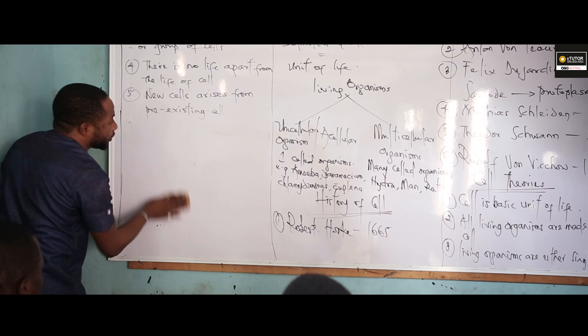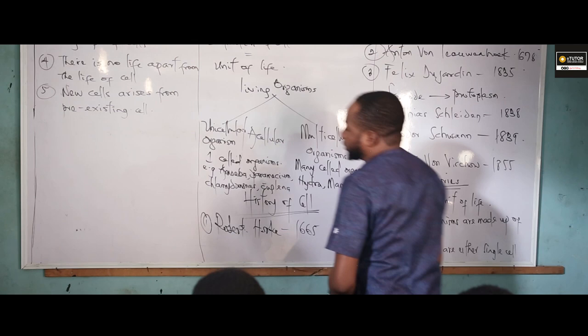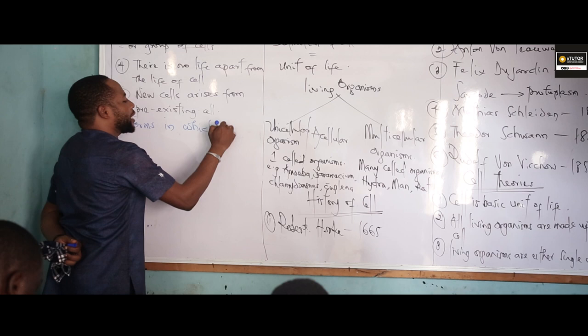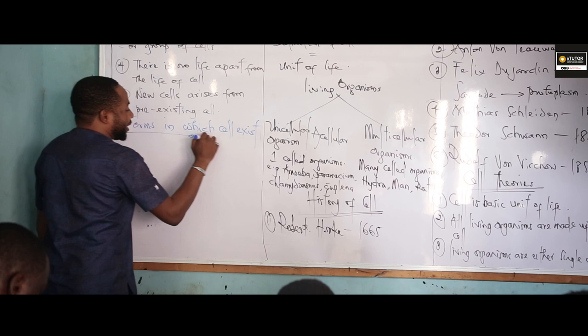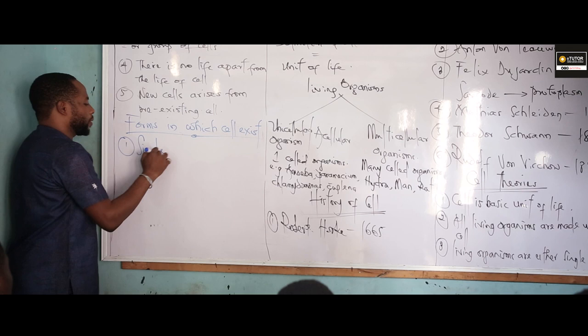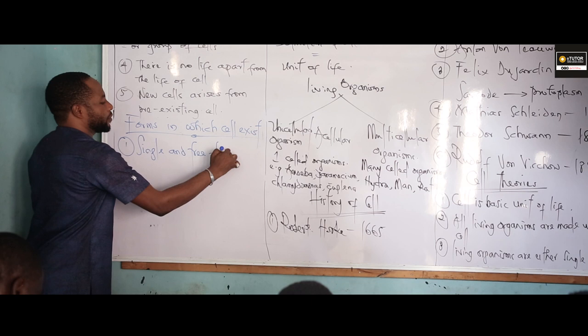Then the next thing that we're going to look at is the structure of plant and animal cells. Sorry, before that, we'll look at the forms in which cells exist. Now, cells can exist in four different forms. They can exist as single and free living, a single and free living organism.